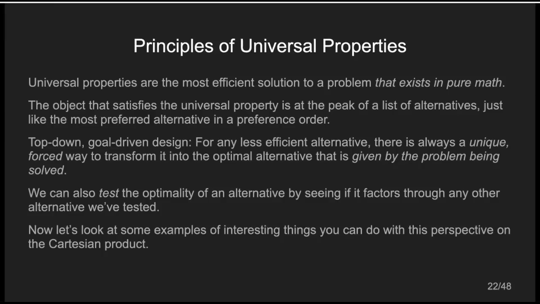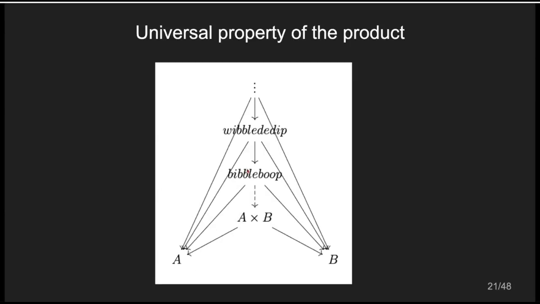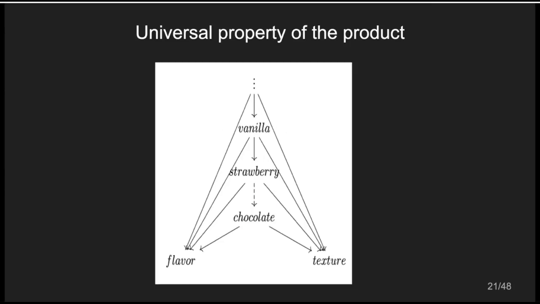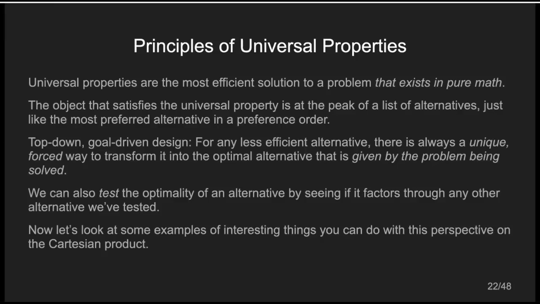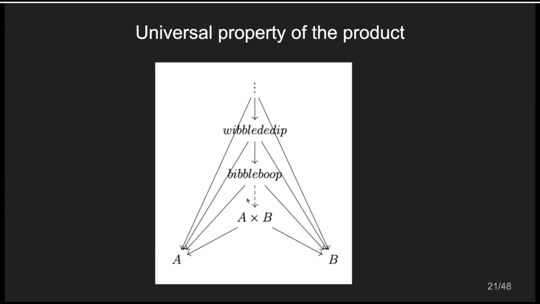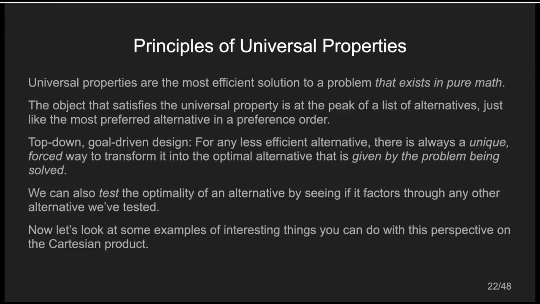We also have a way of defining top-down goal-driven control. If I say, I've got some other thing here and I want to make it the best way of doing things, I don't need to look inside of it. I just need to define this unique mapping to A times B. And similarly, we can test optimality. So we don't just have to assume or guess optimality. We can test it by looking at these kinds of mappings and asking, does it factor through A times B? Yes or no? That's going to tell us about optimality.